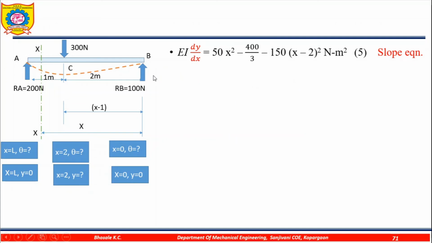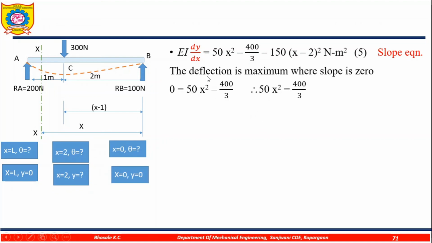Now we have to find the location of the maximum deflection. For that purpose we will also use the slope equation, and by putting dy/dx equal to 0, we will find the x value where the maximum deflection occurs. The deflection is maximum where the slope is 0. So we put this value equal to 0 and find the x value. That is 1.63 meter from point B. At that point the slope is 0.